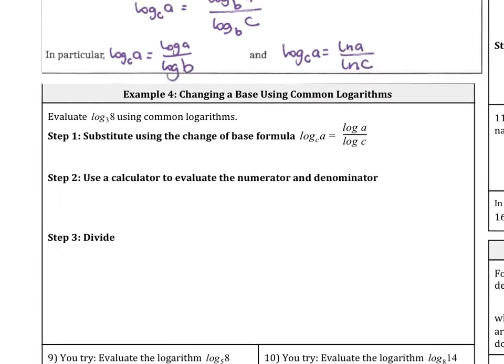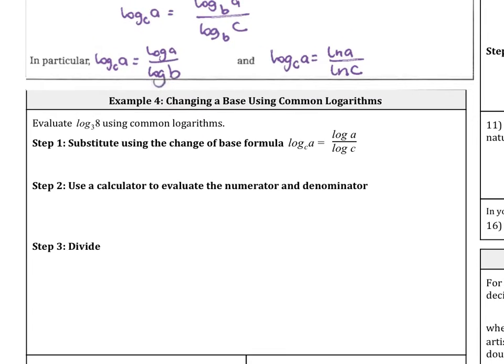So let's practice first with our common logarithm. Evaluate log base 3 of 8 using common logarithms. We're going to substitute using the change of base formula. So log base c of a equals log of a over log of c. Notice the a is on top, and the c goes at the bottom. Let's write it first. That's always the very first step when you're showing work: you write it out. So we write log of 8 over log of 3, and then it's going to be approximately something. When you plug this into your calculator, you round to 4 decimal places.